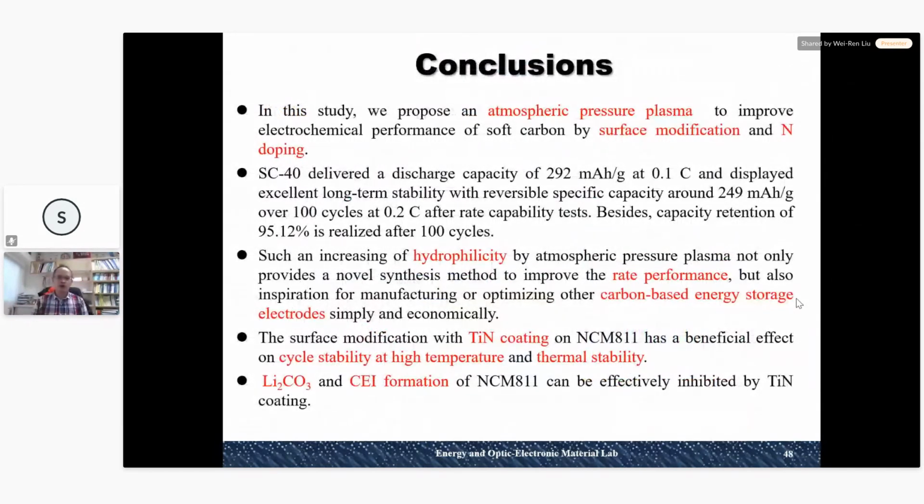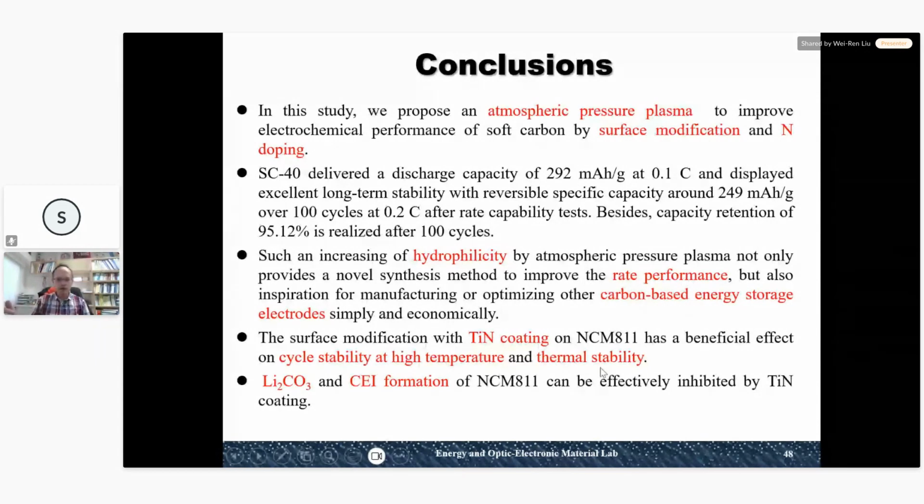So finally, I'll give a conclusion. In this talk, I propose the atmospheric pressure plasma treatment to improve the electrode performance of the soft carbon by surface modification and nitrogen doping technology. By using the 14 times argon plasma treatment, we get very good electrochemical performance. And also the surface will become hydrophilic, and nitrogen doping can improve the rate capability and the cycle life.